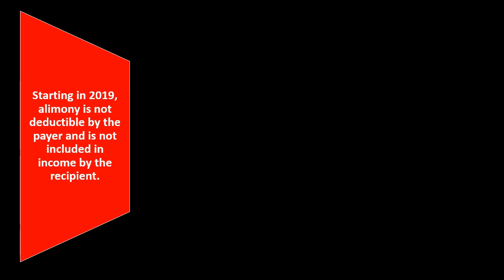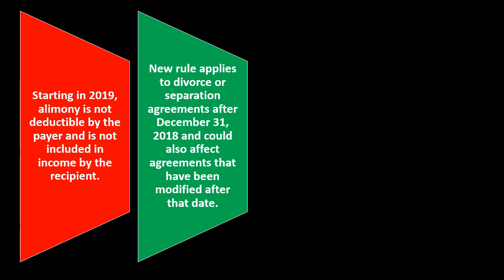For us as tax preparers, then, we need to know where that line is. We need to see when the old rules still apply, which we can still follow, and when there's a new divorce happening, then apply the categorization under the new rules. New rules apply to divorce or separation agreements after December 31st, 2018, and could also affect agreements that have been modified after that date. So note that we have the new divorces that might happen after that point in time, and then we'd have to apply the new rules.